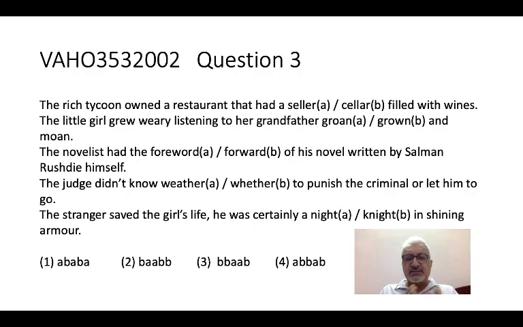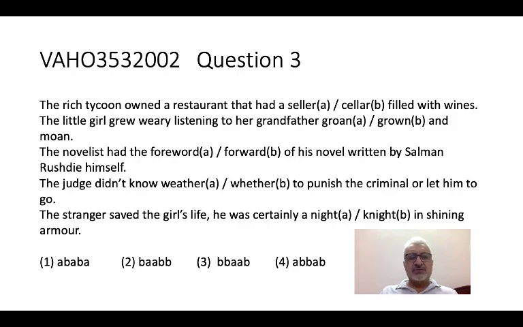In this sense, what word will be appropriate? Yes, B. Because we are talking about he cannot decide. So he's confused between yes or no. And when you're confused between yes or no, then you always use whether with H, W-H-E-T-H-E-R. And the other weather is the climate that we talk about, the environment, the surroundings that we talk about. Therefore, that is not the answer.